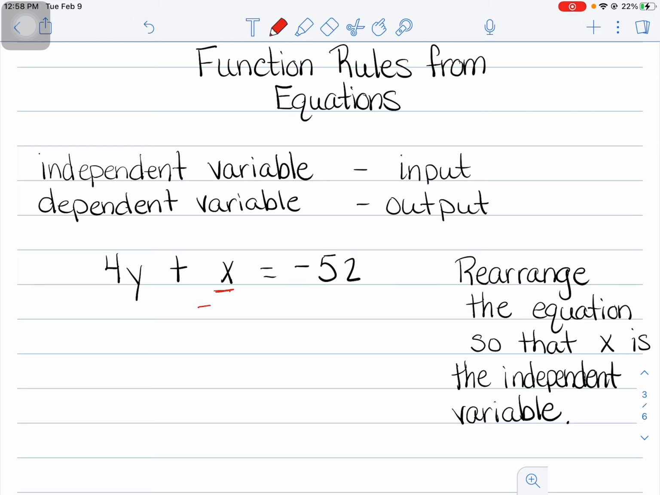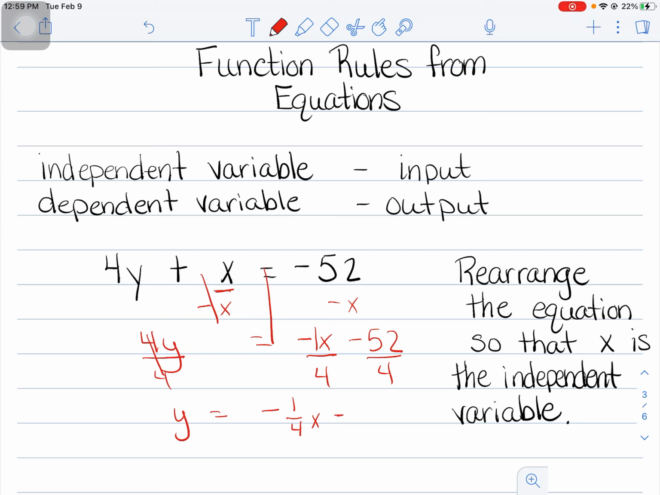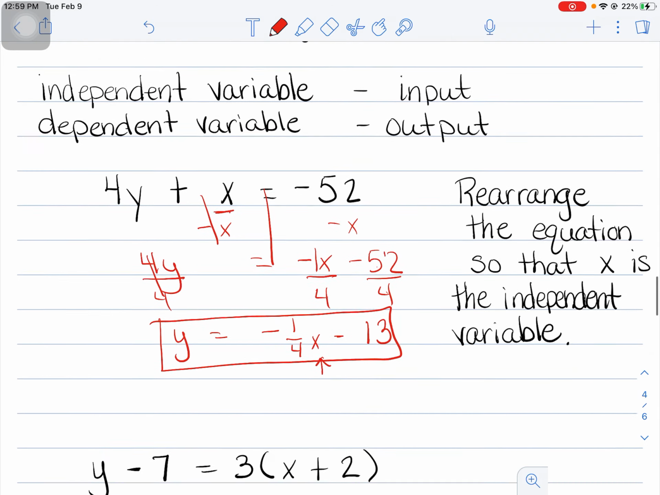So we can move it by subtracting x on both sides. We have 4y equals negative x minus 52, and then divide by 4 on all pieces. So we end up with y equals negative, there's a 1 there whether we see it or not, negative 1/4 x minus, and we think, can 4 go into 52 evenly? Well, 4 can go into 5 one time with 1 left over, and 4 can go into 12 3 times. So this would be our equation rewritten, rearranged, so that x is the independent variable.